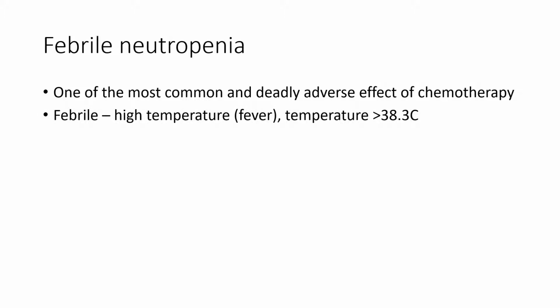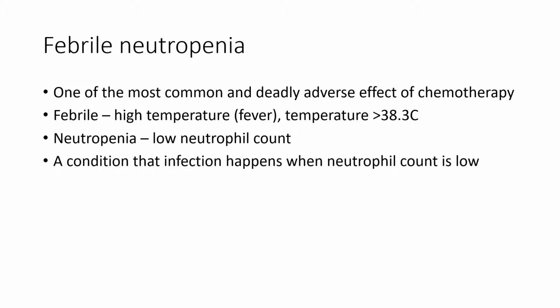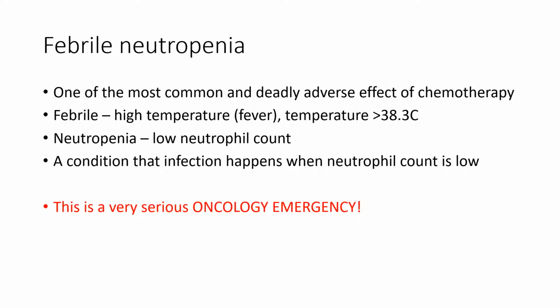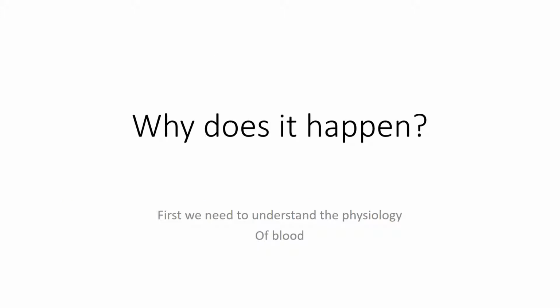What is it? Febrile means high temperature, fever. That is usually indicated by body temperature of higher than 38.3 degrees Celsius. Neutropenia is low neutrophil count, a condition in which infection happens when the neutrophil count is low. This can be a very serious oncology emergency. Why does it happen? First, we need to understand the physiology of blood.